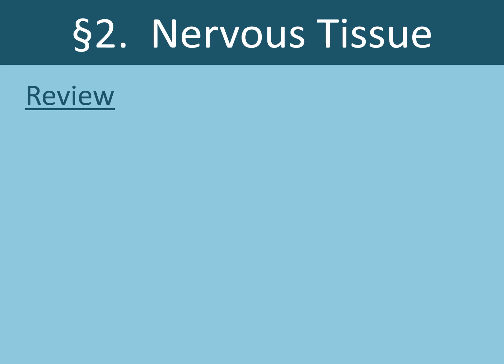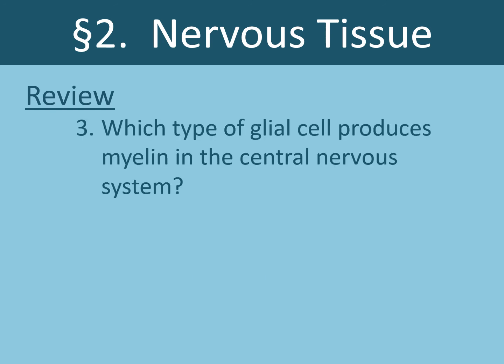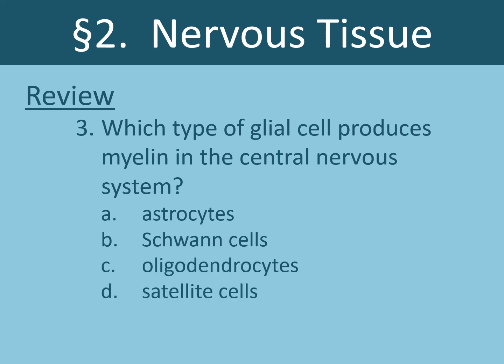And finally, question 3. Which type of glial cell produces myelin in the central nervous system? Is it astrocytes, Schwann cells, oligodendrocytes, or satellite cells?